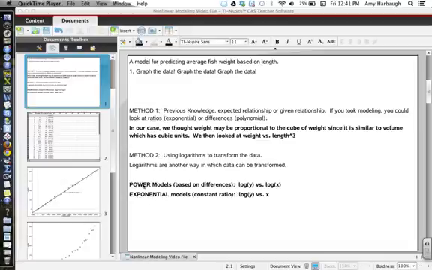If I expect it to be a power model, then I transform both the x and the y by taking a logarithm of y and a logarithm of x, and I graph log y versus log x. This could be log base 10 or log base e, the natural log, either one is fine. If I expect that it's going to be exponential, then I would try graphing log of the y variable versus the plain x variable. All right, so let's take a look at the data we were doing before with the fish length and weight.